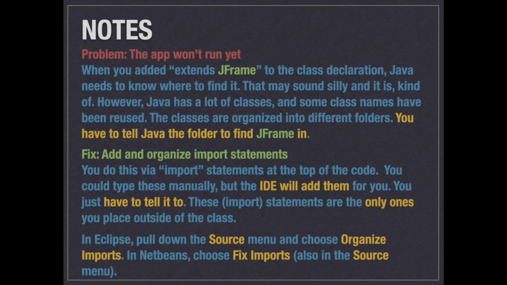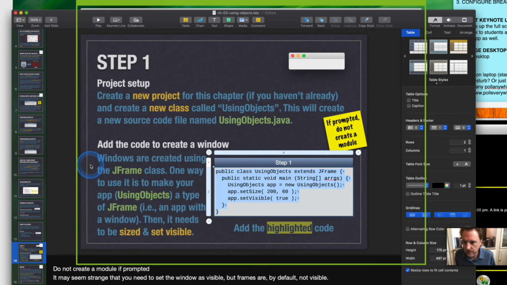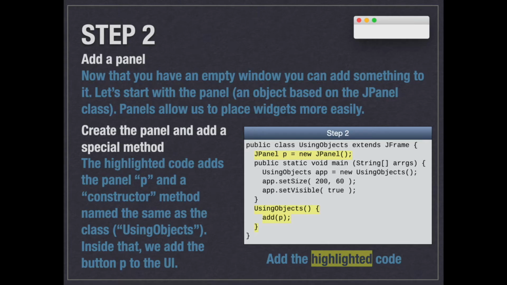So you can do it however you want. I'm going to do Shift Command O, which made all the red disappear. That is step 1. Step 2, if you're following along, is to create this constructor method and the panel, and add the panel to the UI.